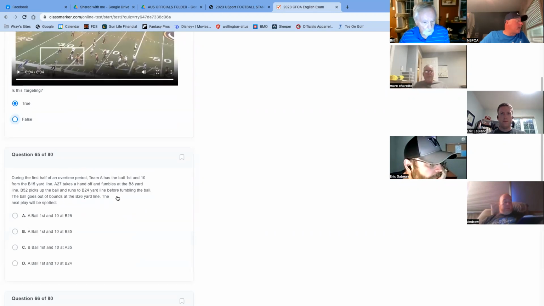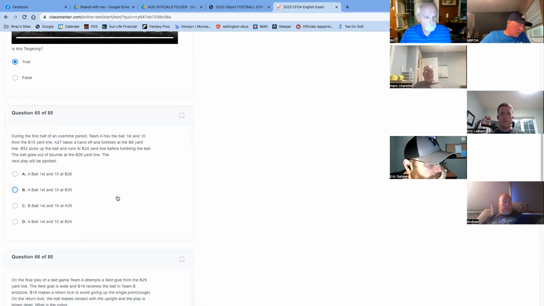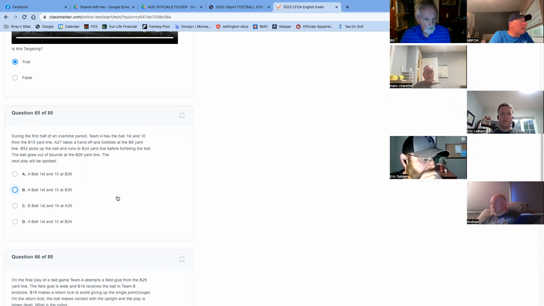Question 65. Right, multiple answers. During the first half of an overtime period, Team A has the ball first and 10 from the B15 yard line. A27 takes a handoff and fumbles at the B8 yard line. B52 picks up the ball and runs to the B24 yard line before fumbling the ball. The ball goes out of bounds at the B26. The next play would be spotted where?